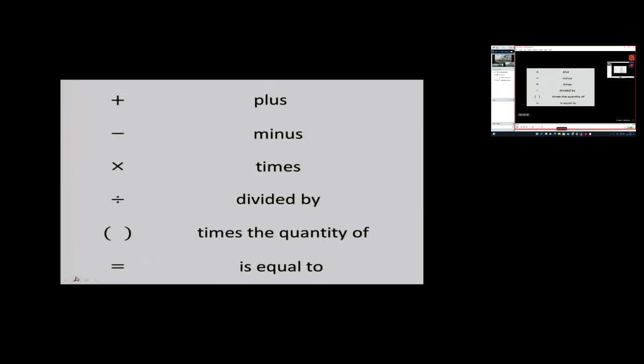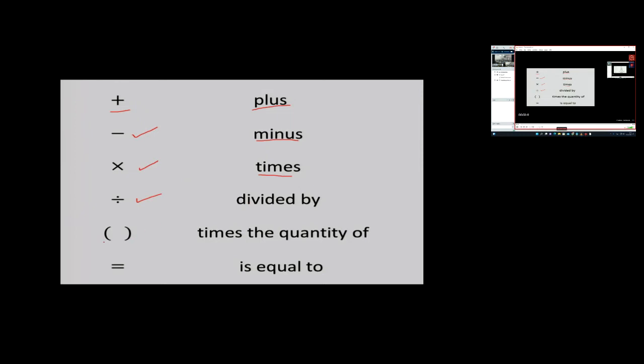So if you see the symbol, everyone, can you please read this one? Plus. How about this one? Minus. If you see this symbol, it is read as minus. And this symbol is read as times. This symbol is divided by. Everyone say it. Divided by.